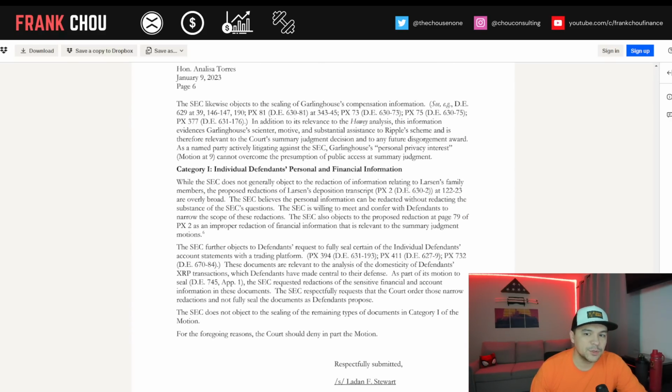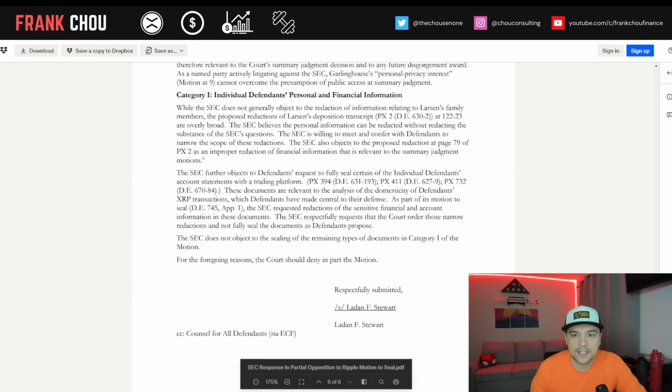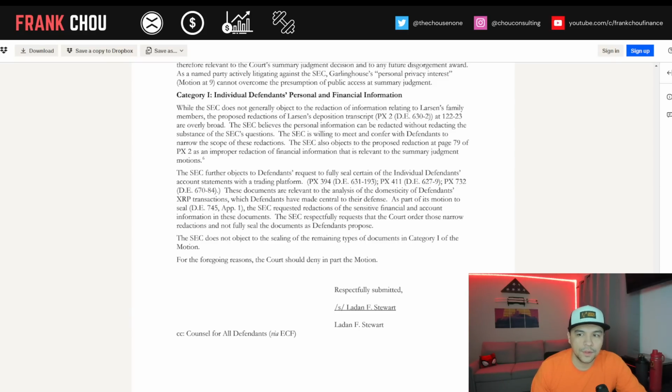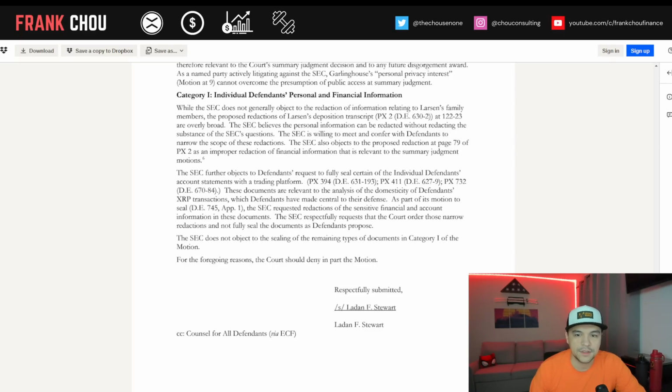Category I, individual defendants' personal and financial information. This deals with Garlinghouse and Larsen. While the SEC does not generally object to the redaction of information relating to Larsen's family members, the proposed redactions of Larsen's deposition transcript are overly broad, they argue. The SEC further objects to defendants' request to fully seal certain of the individual defendants' account statements with a trading platform. These documents, they argue, are relevant to the analysis of the domesticity of defendants' XRP transactions. Remember, with Garlinghouse and Larsen in particular, they were arguing that their transactions weren't necessarily U.S.-based, which meant that the SEC wouldn't have jurisdiction over those transactions.